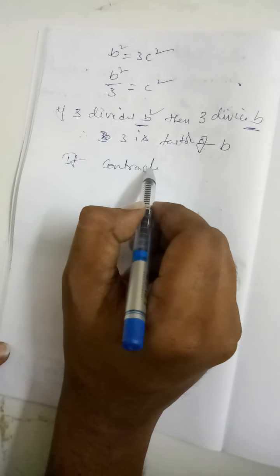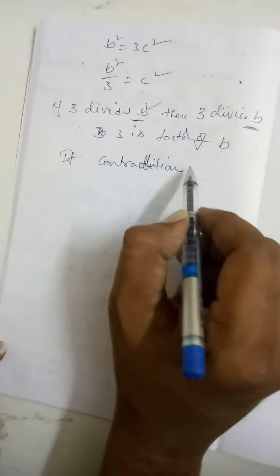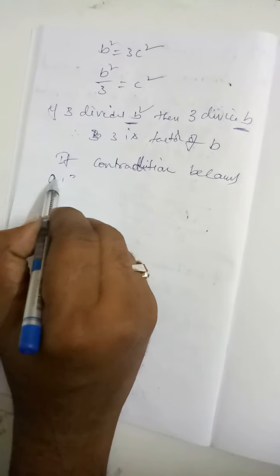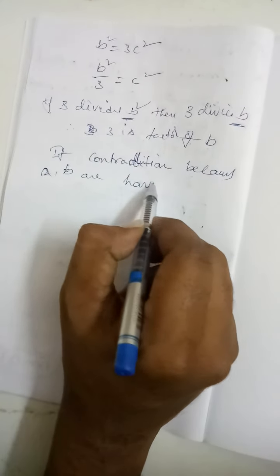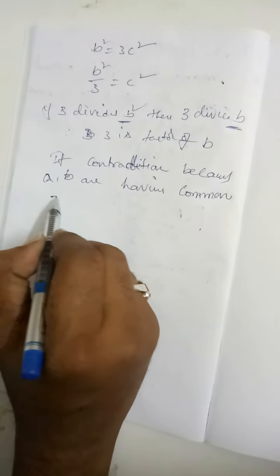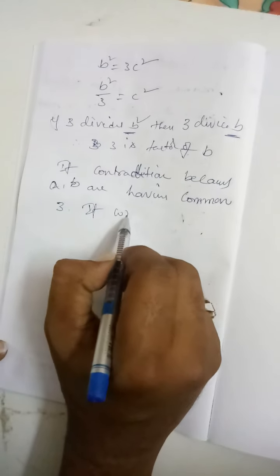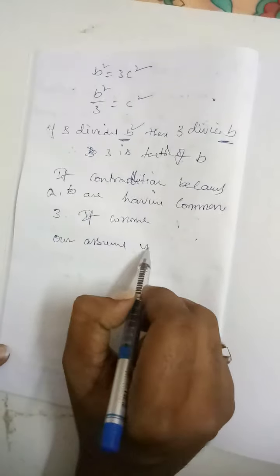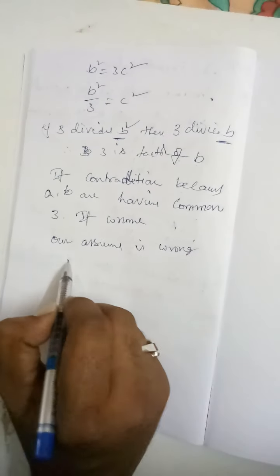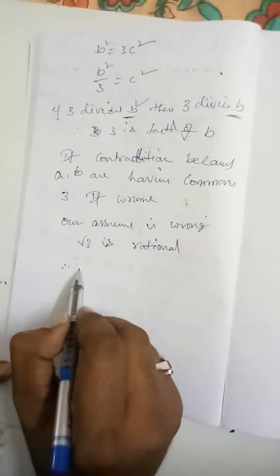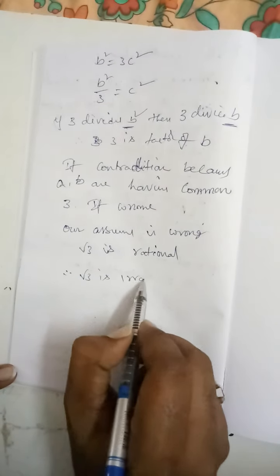What is the contradiction? Because a, b are having a common factor 3. Why is it a contradiction? Because a, b have common factor 3, so it is wrong. So our assumption is wrong. What is your assumption? Root 3 is rational, but our assumption is wrong, meaning root 3 is rational is wrong. Definitely root 3 is irrational.